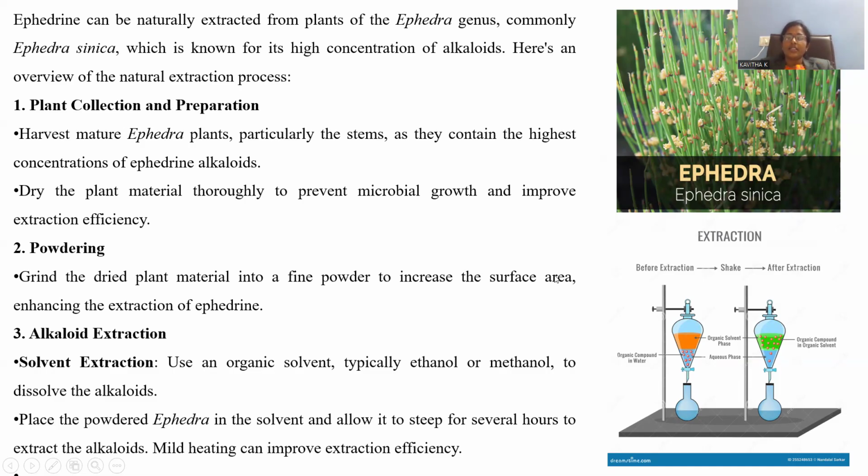So whenever surface area is improved, extraction is more efficient. That is the way the powdering process was carried out. Later on, we entered into the important step called extraction of alkaloid.